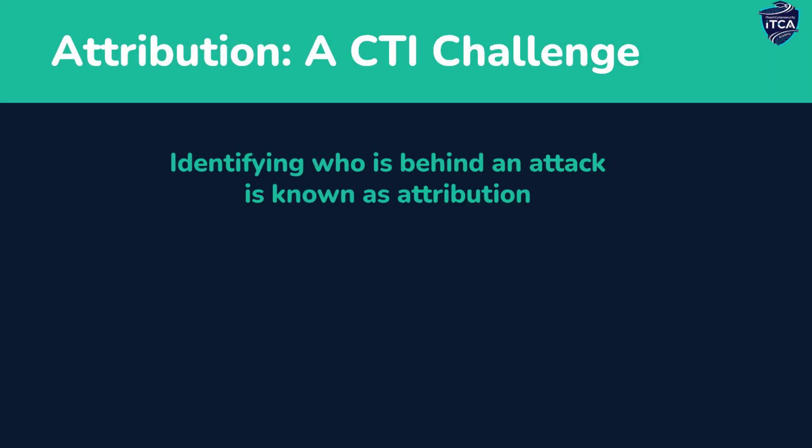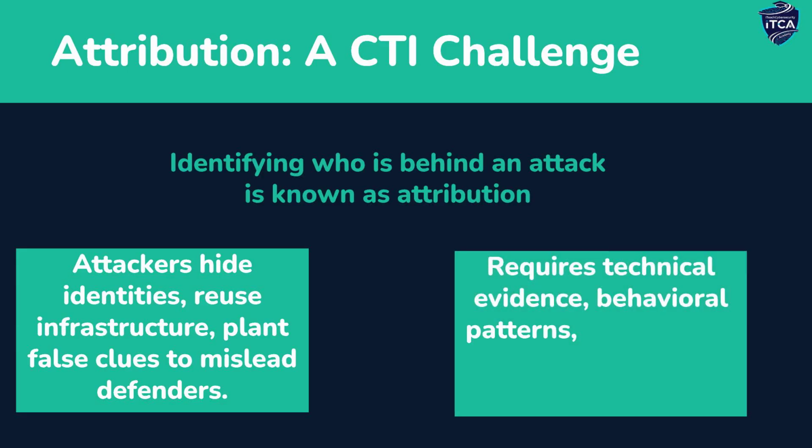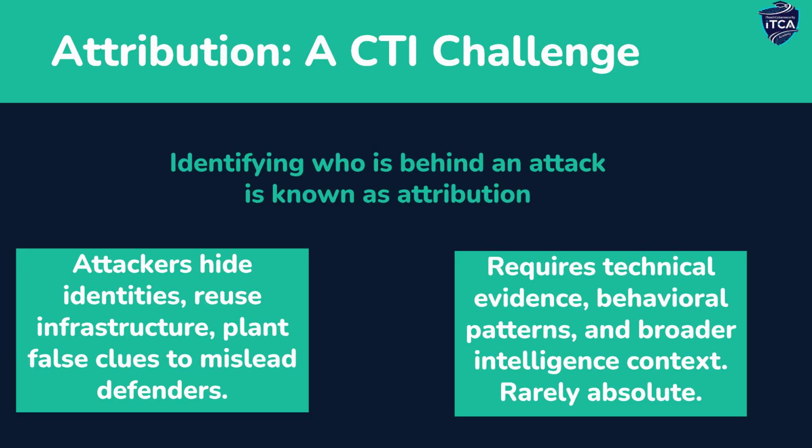Identifying who is behind an attack is known as attribution, and it is one of the most challenging aspects of operational threat intelligence. Attribution is difficult because attackers deliberately hide their identities, reuse or hijack infrastructure, and sometimes plant false clues to mislead defenders. Reliable attribution requires a combination of technical evidence, behavioral patterns, and broader intelligence context. Even then, attribution is rarely absolute.